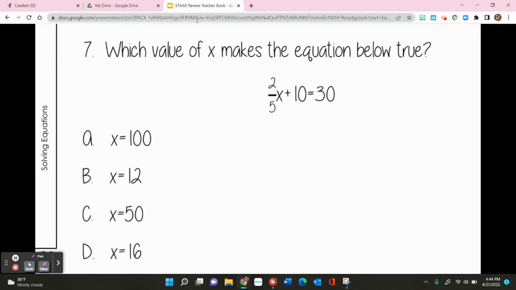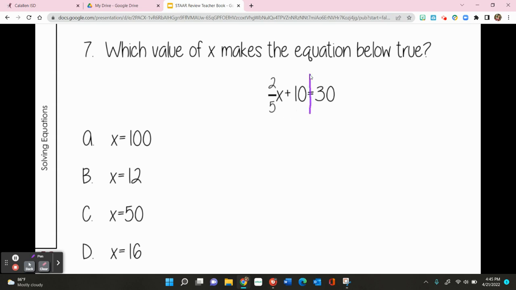Next, let's go ahead and look at number 7. So for number 7, it says which value of x makes the equation below true? So with this type of equation, first things first, I have my variable on one side, and then I only have one variable, and then I have a constant and another constant. Okay, so now looking at number 7, it says which value of x makes the equation below true? So here I have 2/5x plus 10 equals 30.